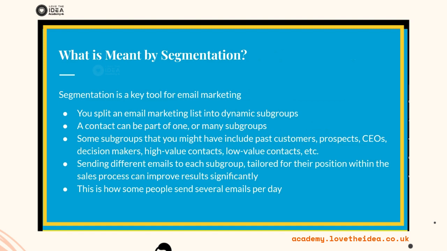And then we're talking about segmentation. So this is when you split your email marketing list into dynamic subgroups. So CEOs, CFOs, chief operating officers, people in the medical industry, people within, not healthcare, I'm thinking finance, people within marketing, things like that. You can also include past customers, prospects, decision makers, high value contacts and low value contacts. And everyone in your email marketing list can be part of one group. They could be part of several groups. They could be part of all of them. Some of them could only be part of one, whereas others are part of loads.